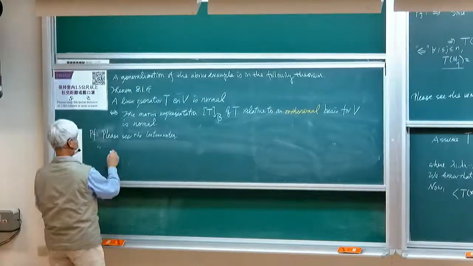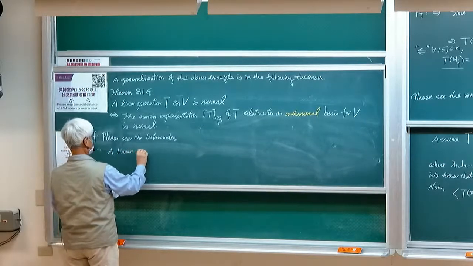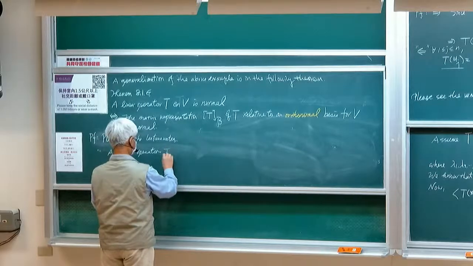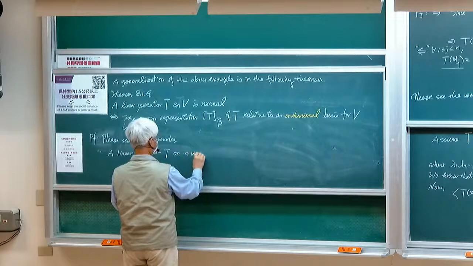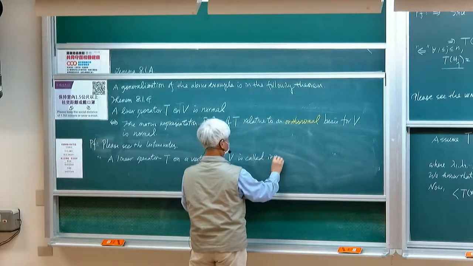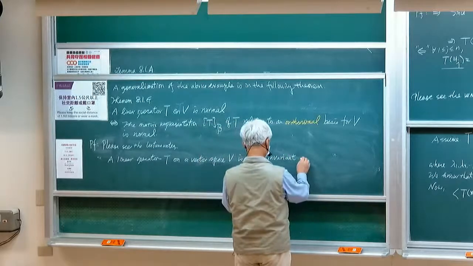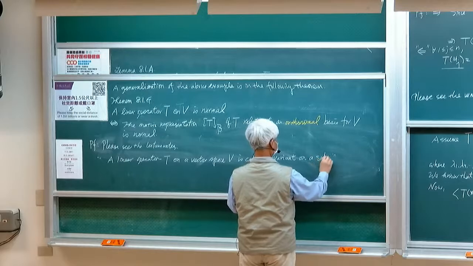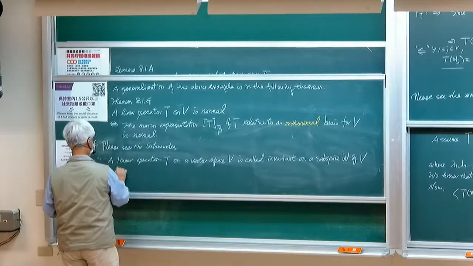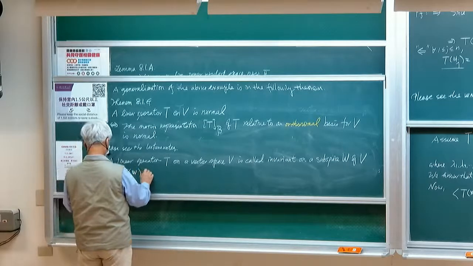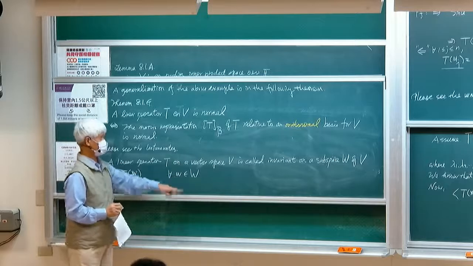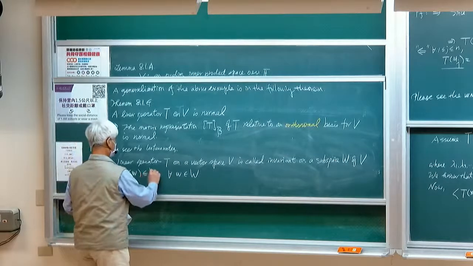All right, so now a linear operator T on a vector space V is called invariant on a subspace W of V if you transform every vector in the W, you find that the image is also in W. Okay.